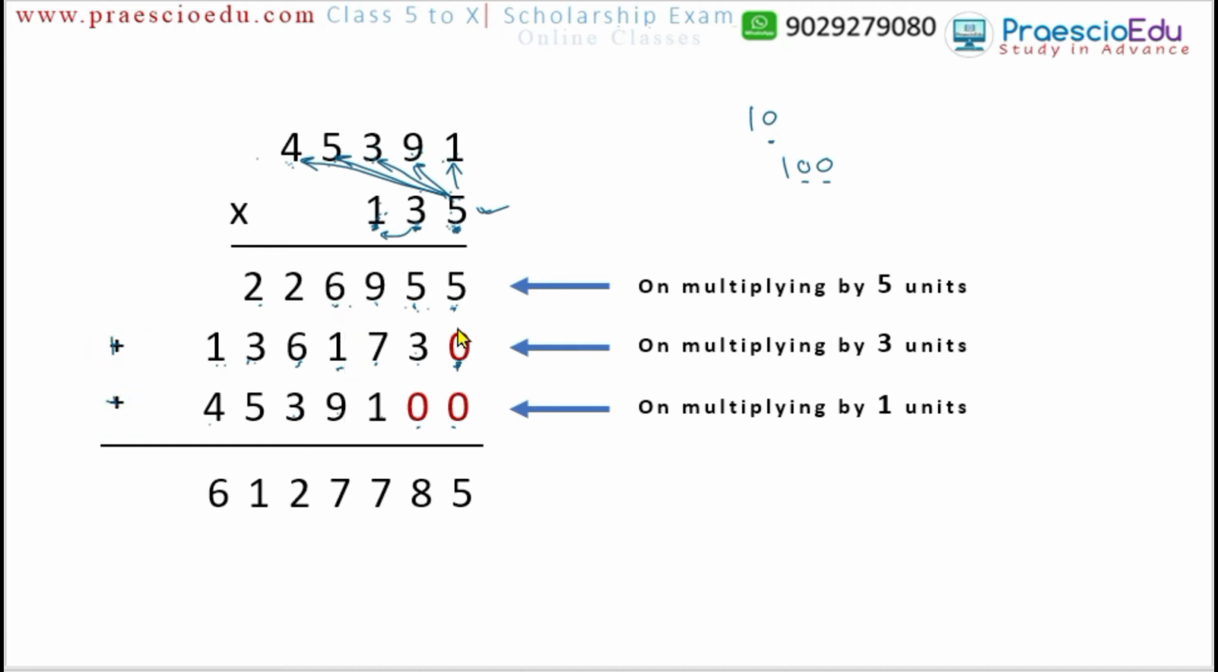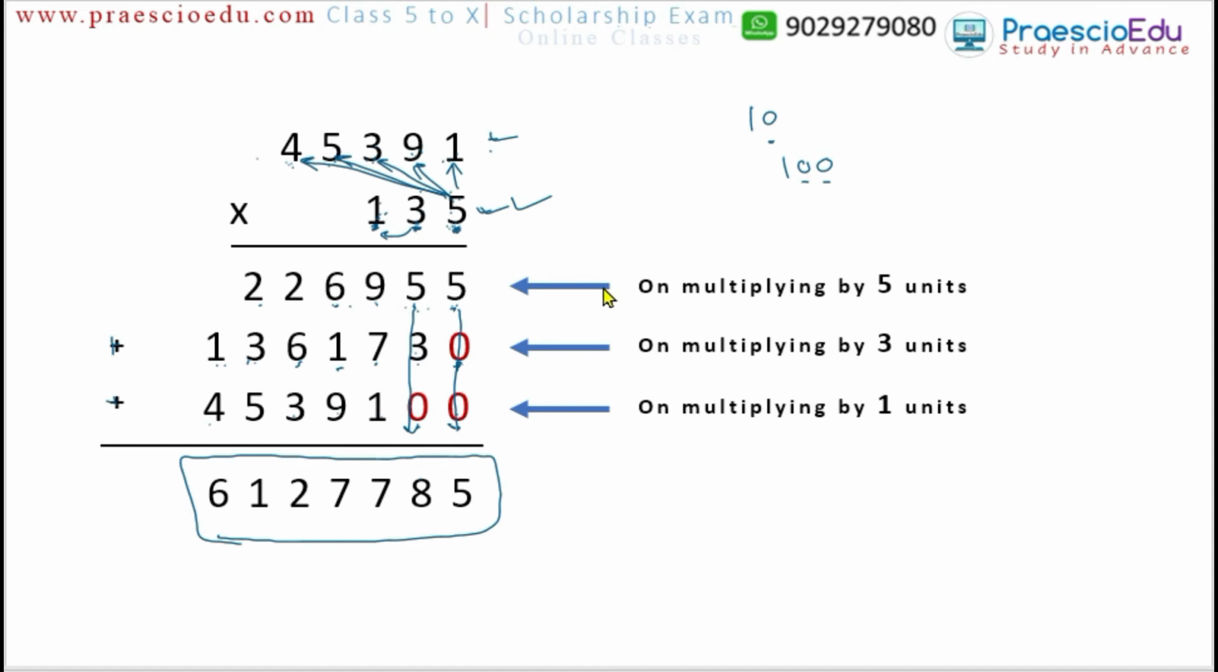After this we will make the addition of all these products, like this vertical addition here: 5 plus 0 plus 0, 5, then 5 plus 3 plus 0 becomes 8, like this. We make all these additions, and the number we get after this addition is the product of the complete multiplication of these two numbers. So this is the multiplication method.